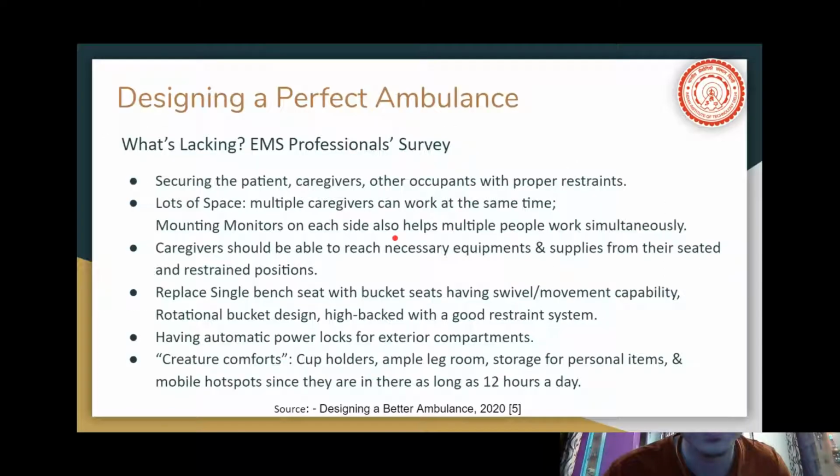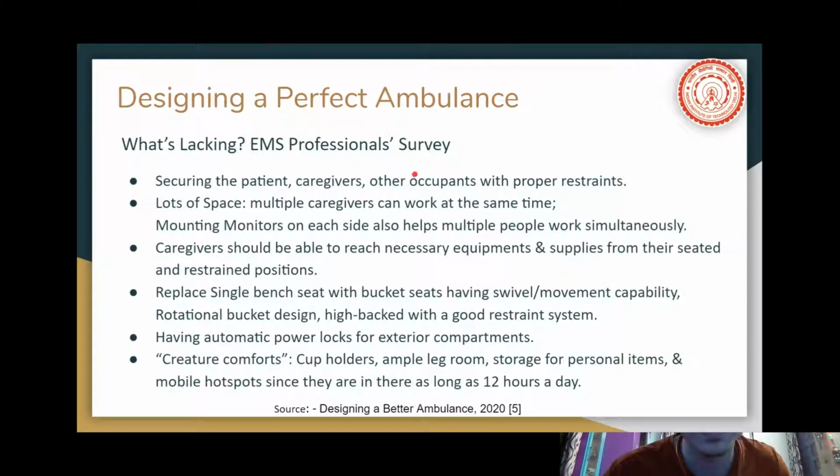Designing a perfect ambulance. The points mentioned here were actually taken from an EMS professional survey. They said that these things are very necessary and some of these are still lacking and they can be fixed. So let's go through them one by one.